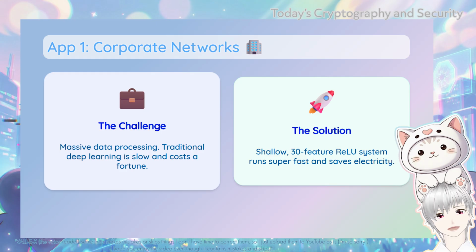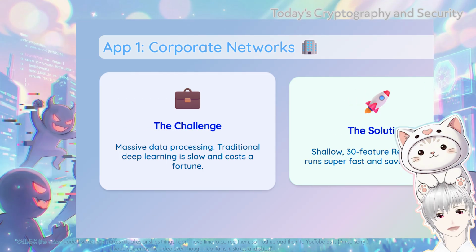Now, let us talk about how this applies to everyday life and look at 3 specific application examples. First, imagine a large corporate office network. These companies, if they tried to use traditional deep learning with adversarial training, their servers would be incredibly slow and cost a fortune to run. But by applying the concepts from this paper, the company can deploy a shallow, 30-feature ReLU-based security system. This means their network runs super fast, saves a ton of electricity, and remains completely secure against sophisticated hacker attacks. It protects sensitive employee and customer data effortlessly.